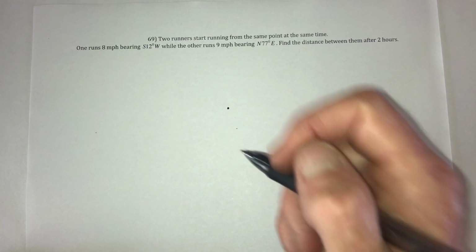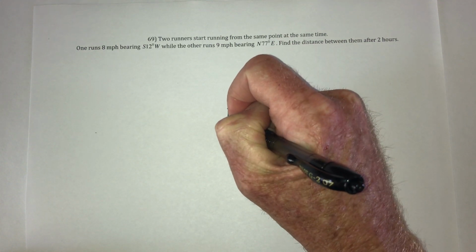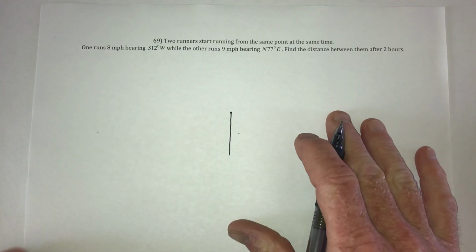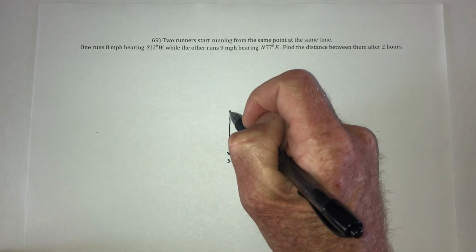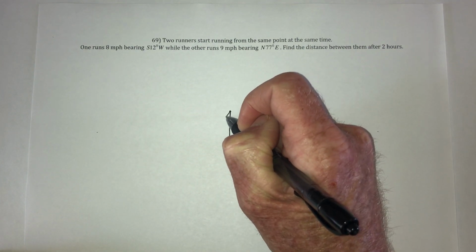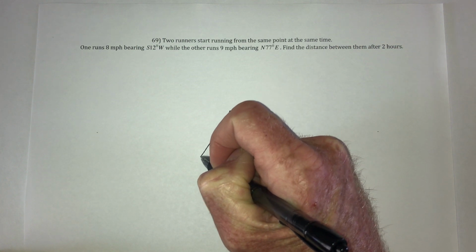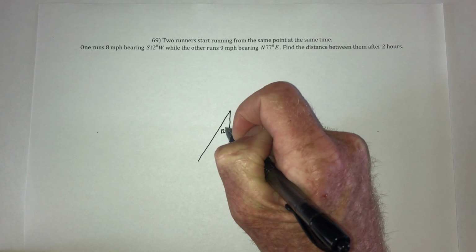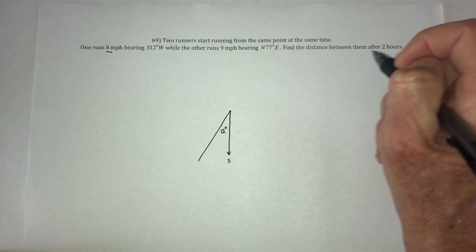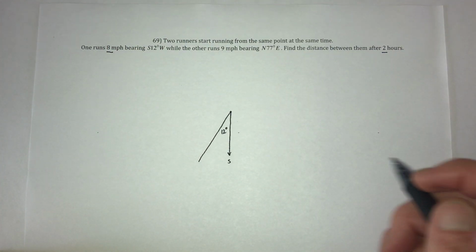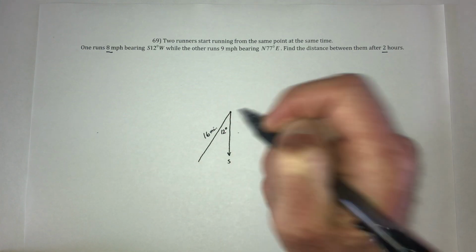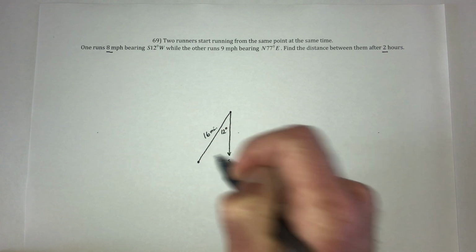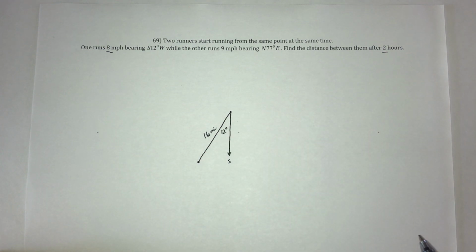Anyway, so one goes from the south. So here's the south line. And then runs towards the west. And then this is 12 degrees. Now this person is running 8 miles an hour, and they're going to do that for 2 hours. That means that they run 16 miles. That's a good start. So they end up right there.